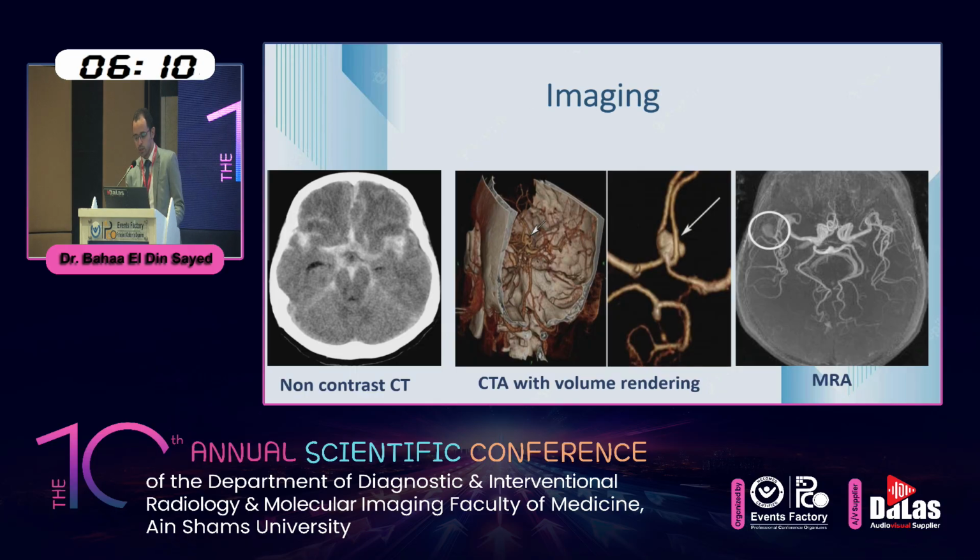There are multiple imaging modalities that can be used in diagnosis of subarachnoid hemorrhage and the underlying aneurysm. First, non-contrast CT showing the subarachnoid hemorrhage in the form of blood smearing of the brain sulci and basal cisterns, also to detect hydrocephalic changes if present. CT angiography is useful to detect the site of the aneurysm, with the volume rendering images can show the aneurysmal configuration. MRA can be used in selected patients with high serum creatinine.